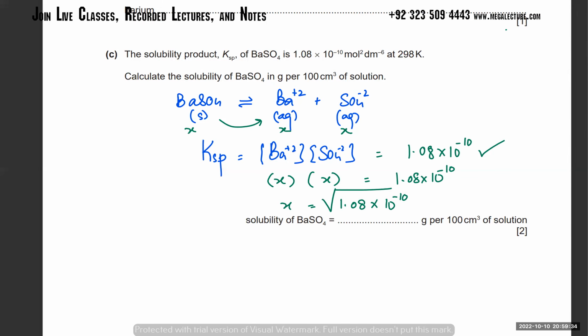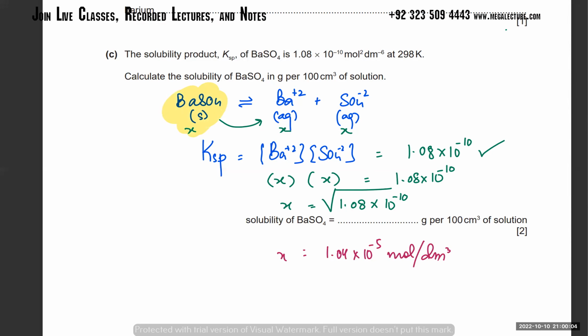So you're going to take the square root of the whole thing. What do you get if you take the square root of this? 1.04 times 10 to the power negative 5. So that's what X is. That's the amount that is dissolving, right? That's the amount of barium sulfate that is mixing in the solution. Is this clear? Yes, sir.